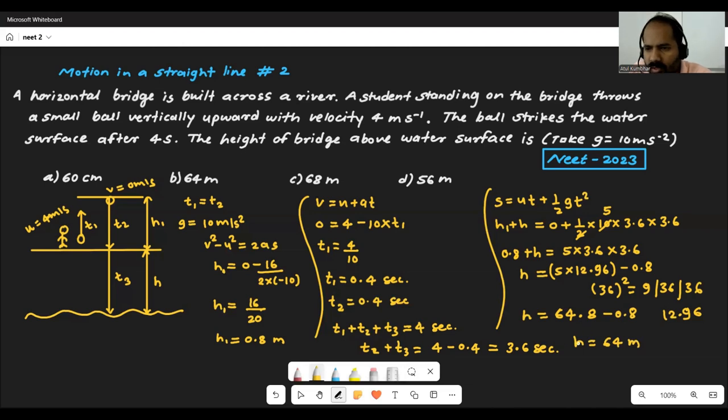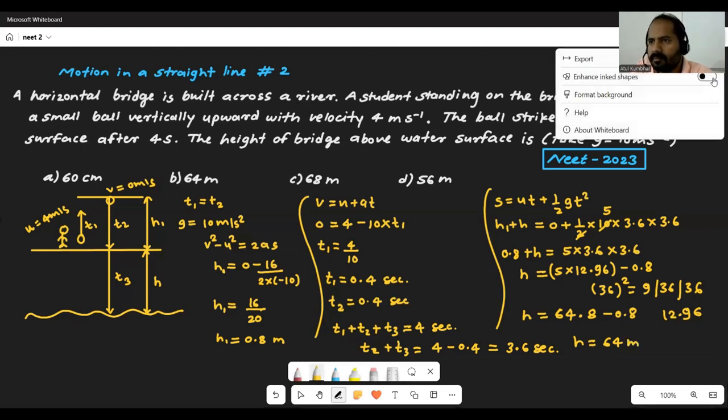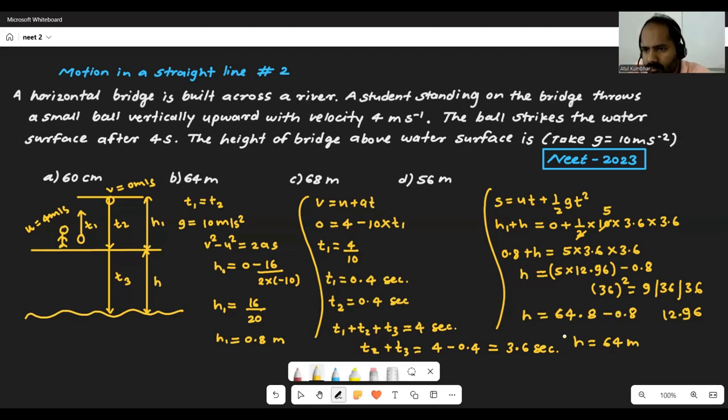Okay, so here the height of the bridge above the water surface will be 64 meter. So which one is correct here? That is B1. Okay, chalo. So keep learning.